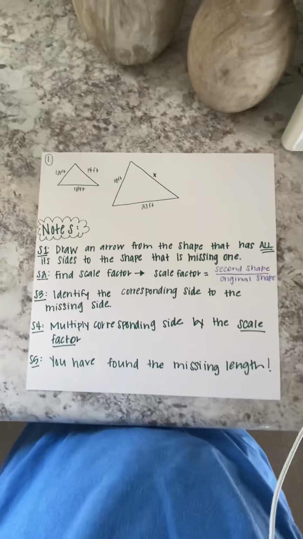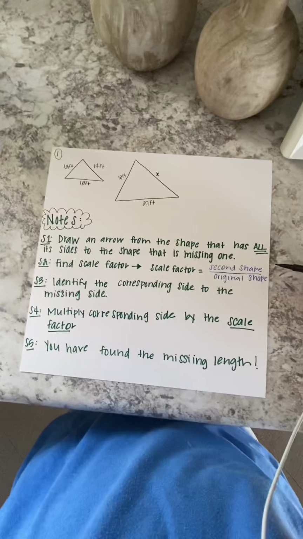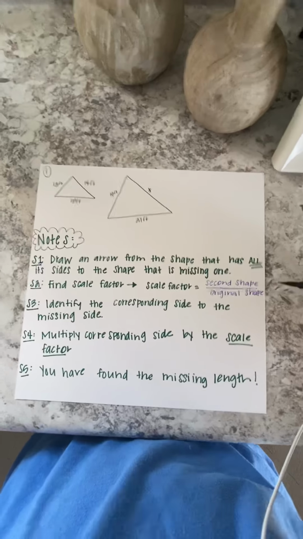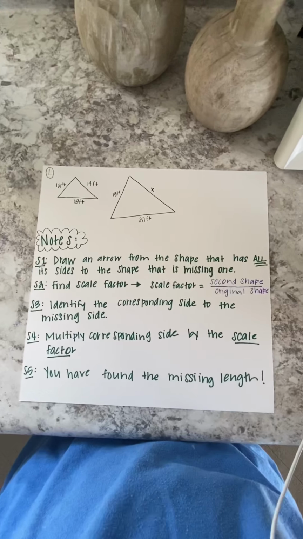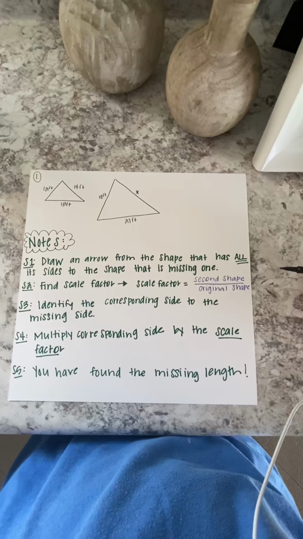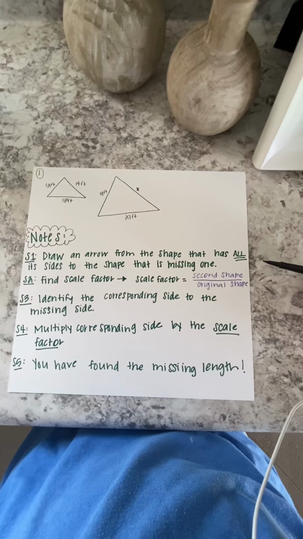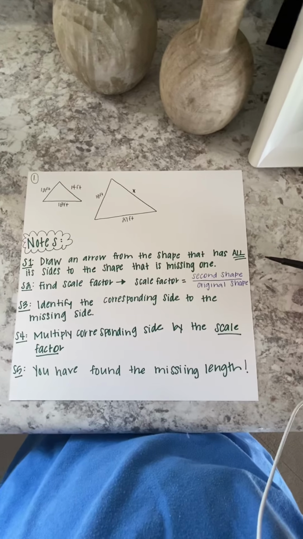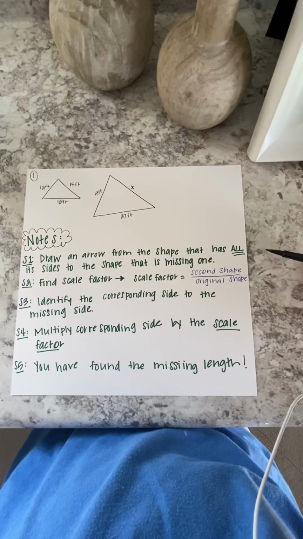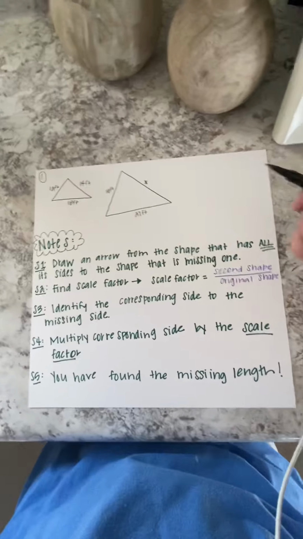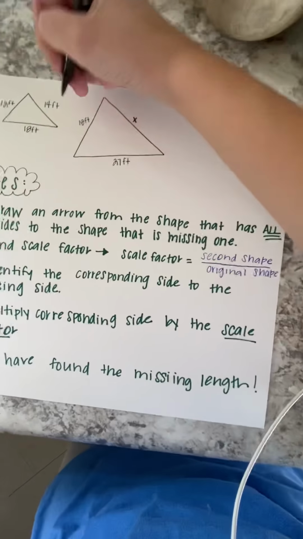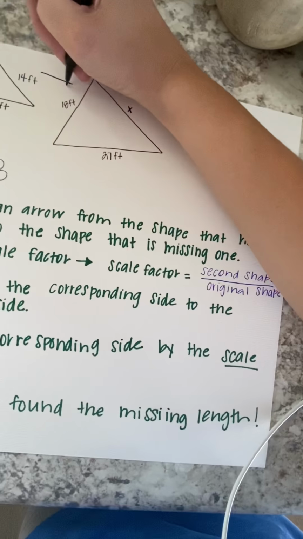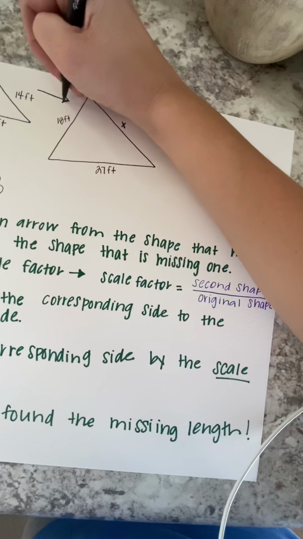But what I've done here is I've written out 5 steps that will help you be successful when you're finding a missing side. First step, draw an arrow from the shape that has all of its sides to the shape that is missing one. And so what you do there is you're drawing an arrow from the shape that has all of its sides to the shape that's missing one. So I'm going to draw an arrow here.